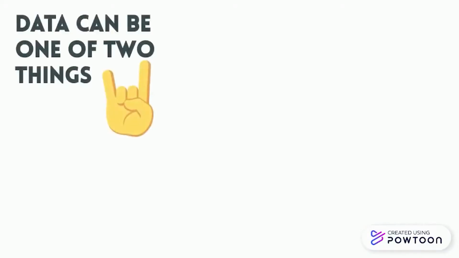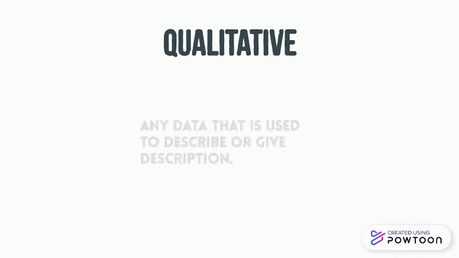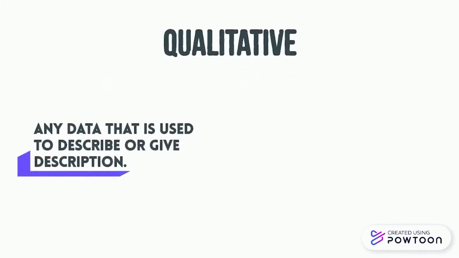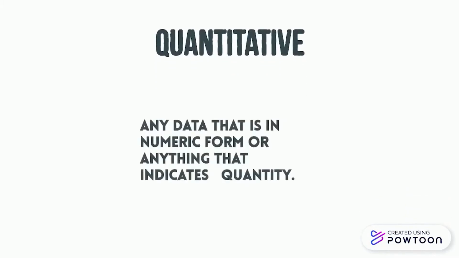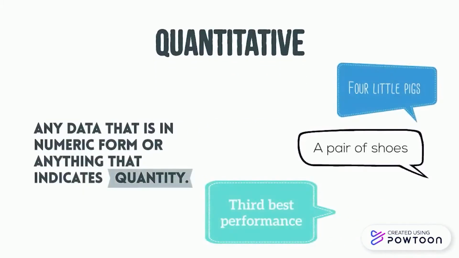Data can be one of two things: qualitative, any data that is used to describe or give description; or quantitative, any data that is in numeric form or anything that indicates quantity.